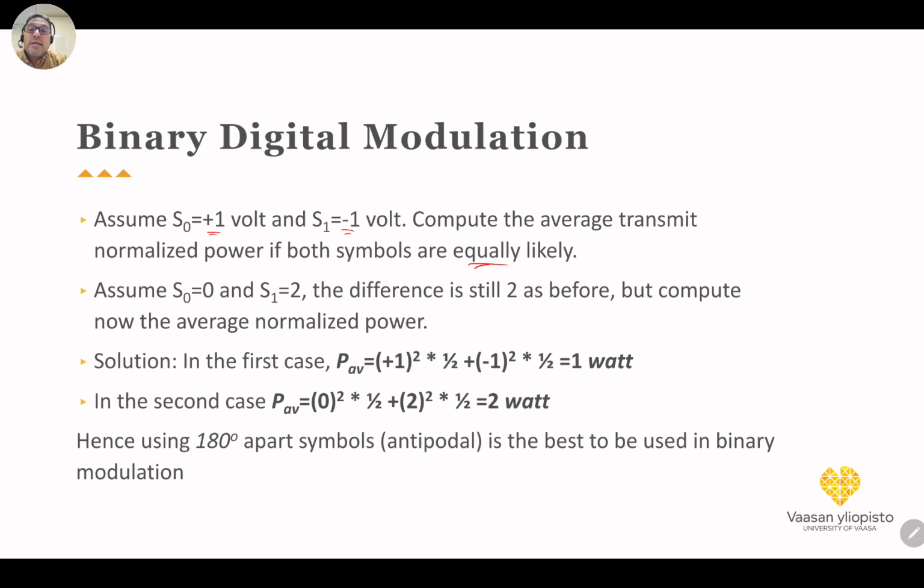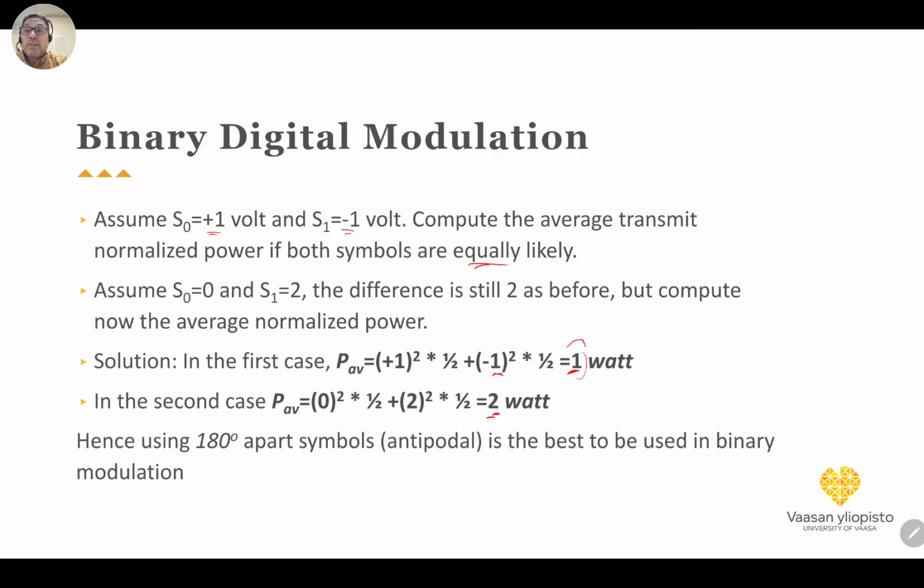The average power to send +1 or -1 will be 1 watt. You can see that it is 1 squared because this is normalized power. It means that we divide by R, but R equals 1. So the average power will be (+1) squared times the probability of occurrence of +1, and we said that it is equally likely, which means that we multiply by half, plus (-1) squared times half, so the average power will be 1 watt. Now, for the second case, it is 0 squared times half, which is 0, plus 2 squared times half, which is 2 watt. So actually, 0 and 2 needs double the power in order to get the same performance. So this is the reason.